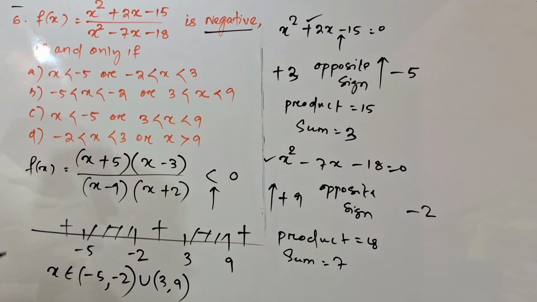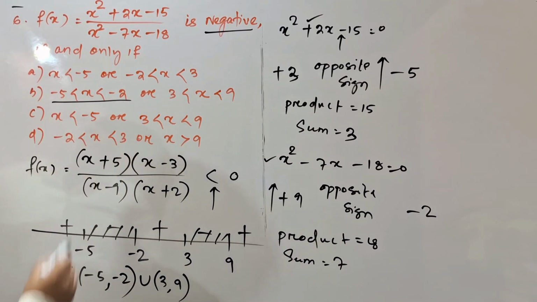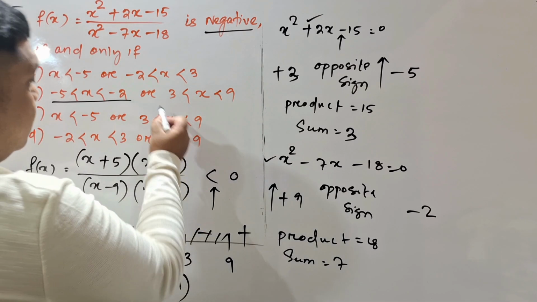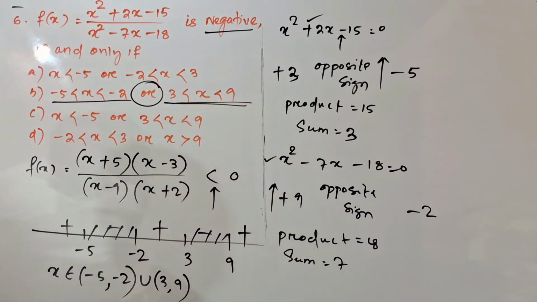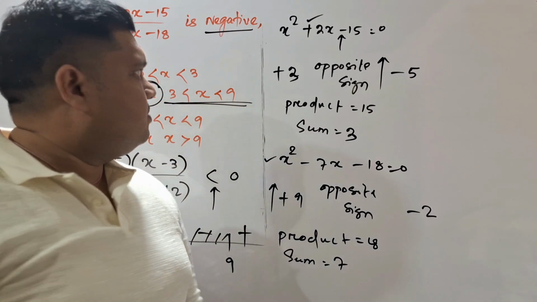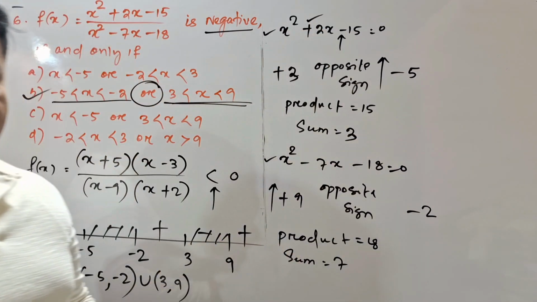So x lies within minus 5 to minus 2 here, and x lies within 3 to 9. Union means or operation. So or 3 to 9. Okay. This is my answer. Option B is correct. In this way you have to handle. So basically this is how you handle the quadratic equation. Okay. This is important here.